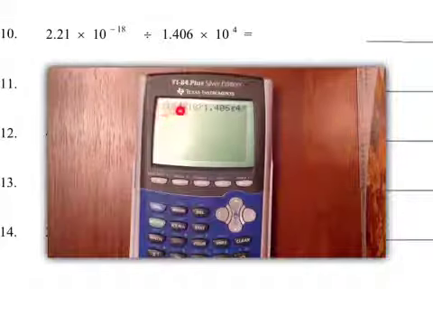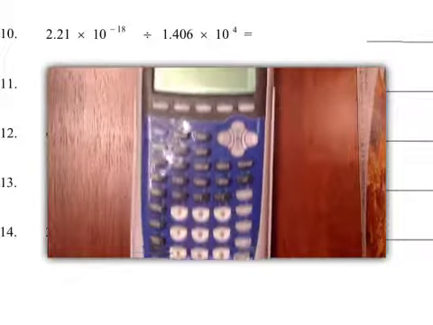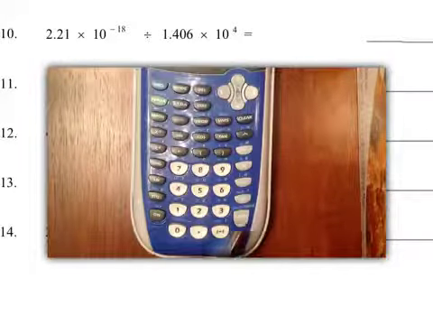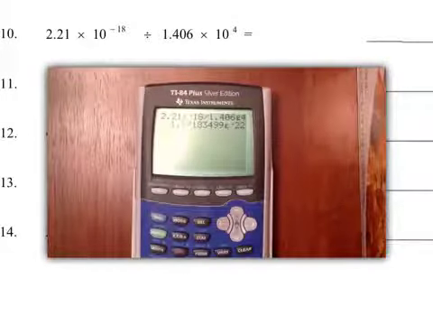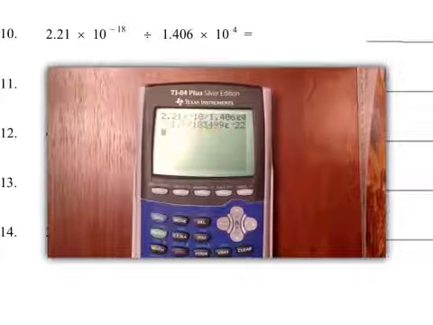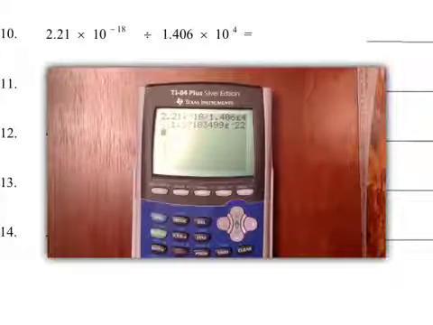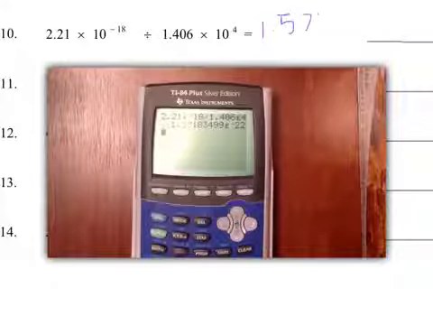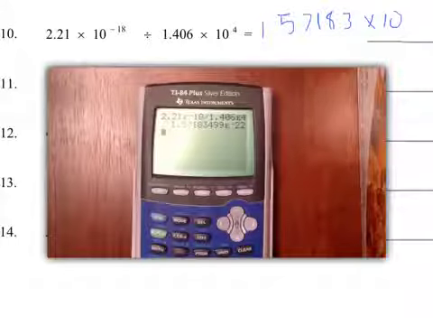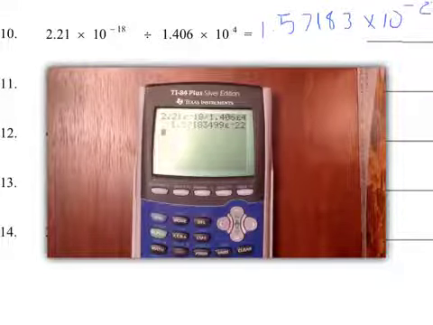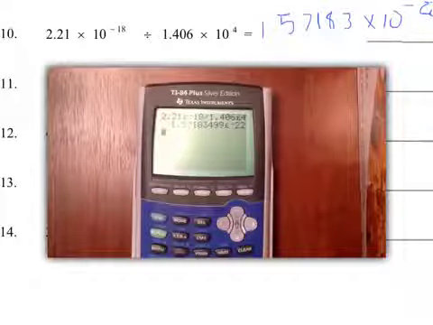You'll see now we have both our values here, and when we say enter, what we'll get is this. So I'm going to write this one down. So what we have here is 1.57183 and so on, times 10 to the negative 22. The problem is I can't have nearly that many significant figures.